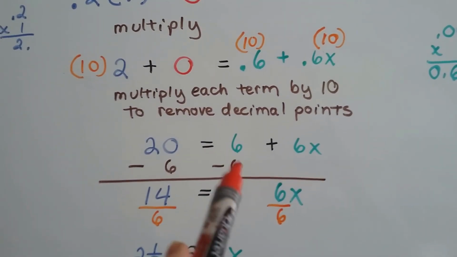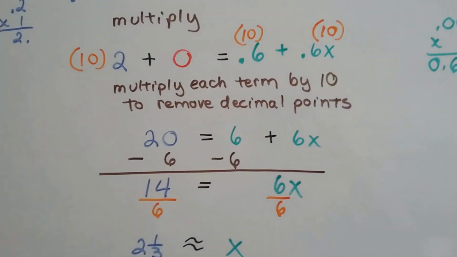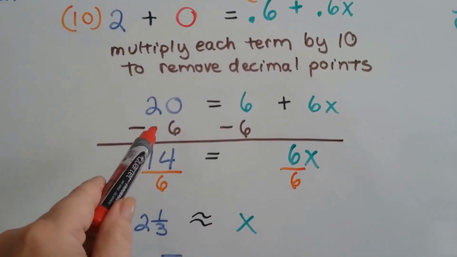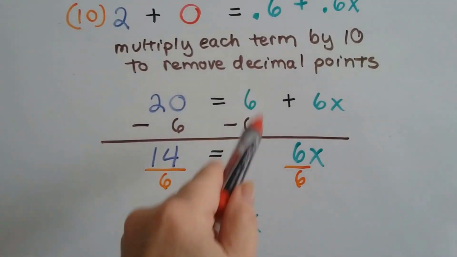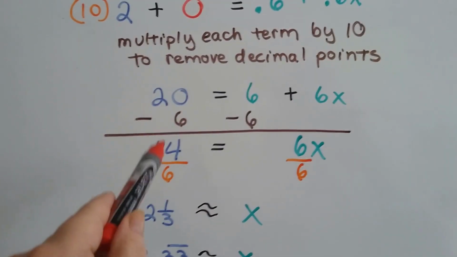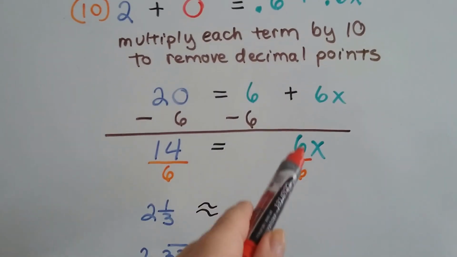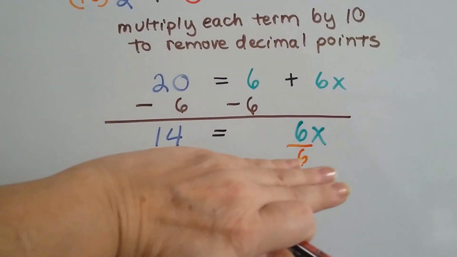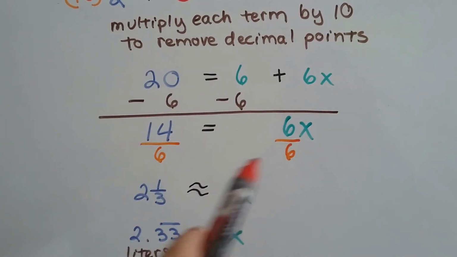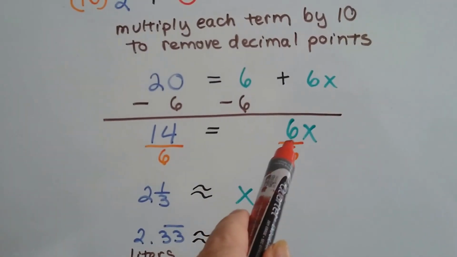To get rid of this 6 here, because we want to isolate the x to solve it, we subtract 6 from here and subtract 6 from here. That creates a 0 pair, and it's eliminated. 20 take away 6 is 14. We drop our 6x, and we have 14 is equal to 6x. Now we just divide each side by this coefficient 6.